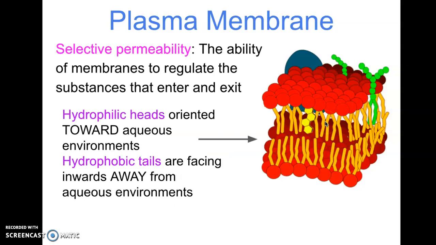The plasma membrane is selectively permeable. It only allows certain things to move in and out. Because the heads are hydrophilic and oriented to the outside, anything that is also hydrophilic would be attracted to this. Water is very much attracted to this because it's polar. Anything that is polar would be attracted. And the tails, again, are hydrophobic, so they're facing away, on the inside.